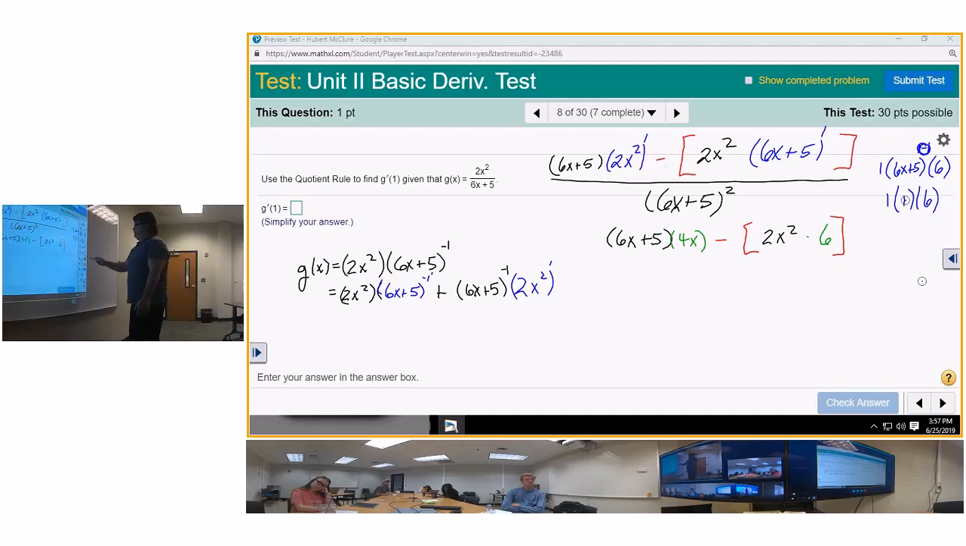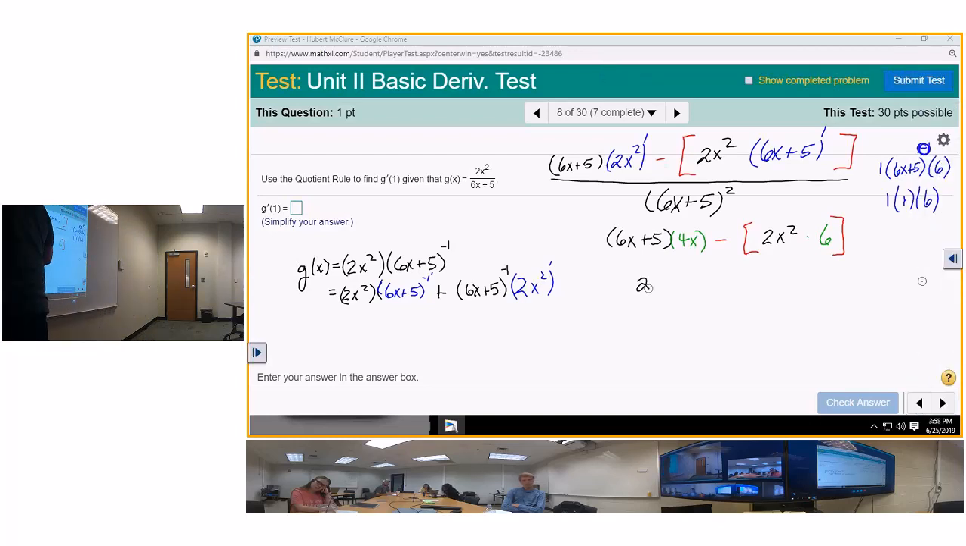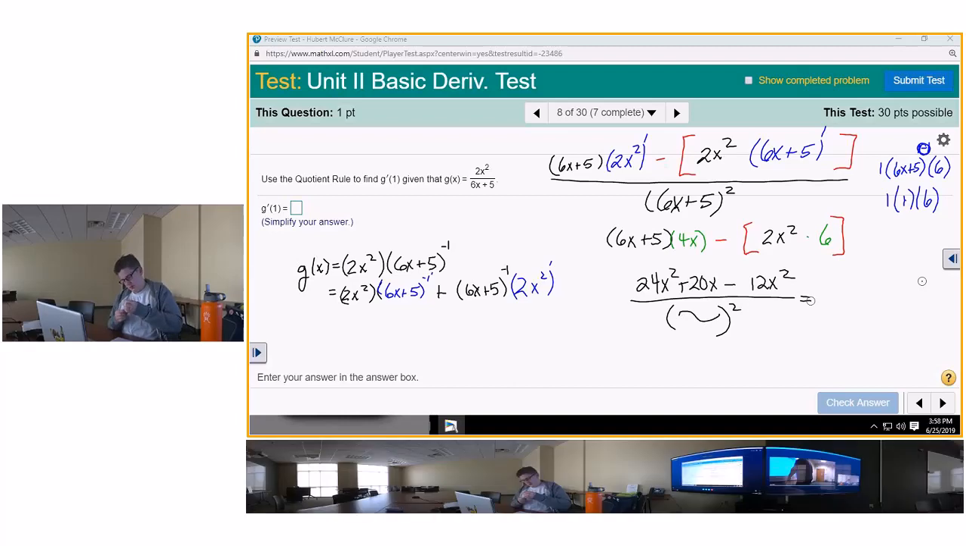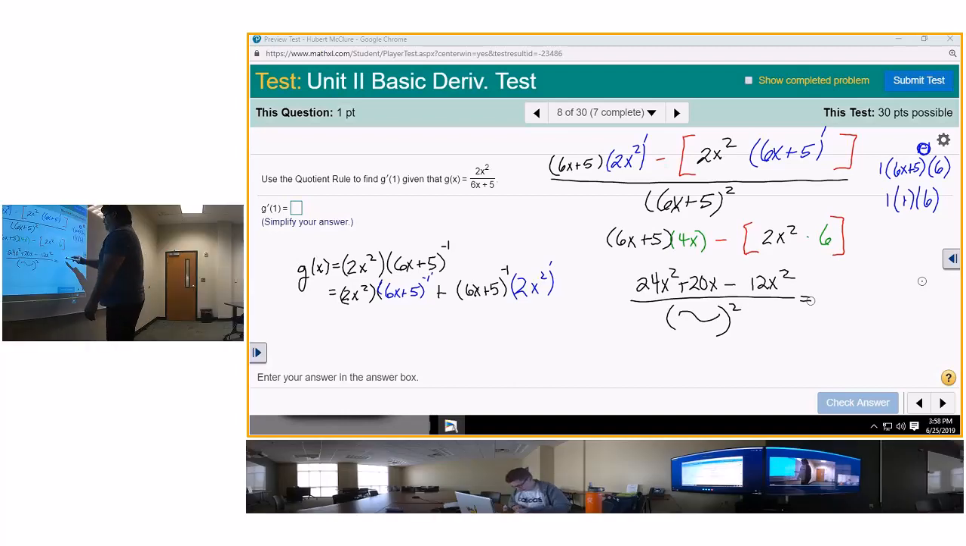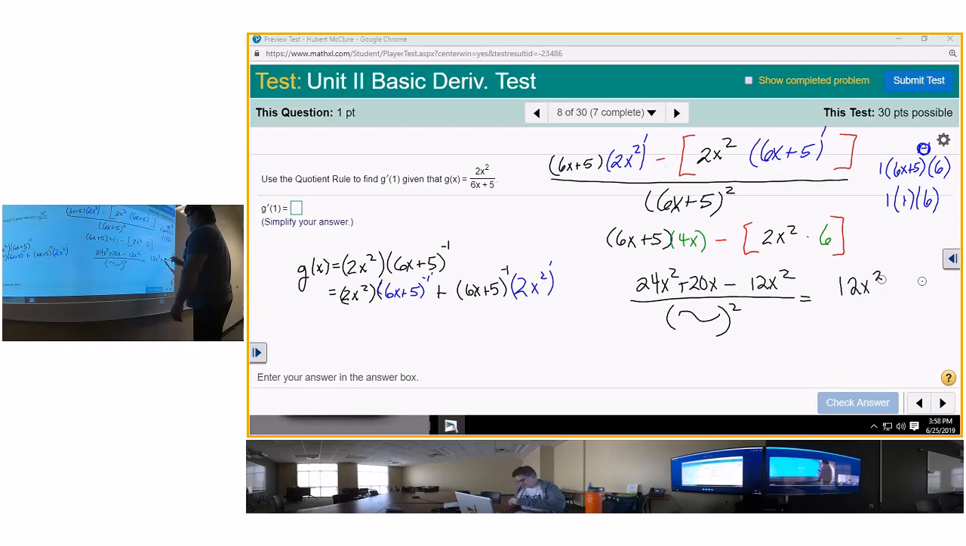All right, so that's going to be 24x squared plus 20x minus, that's going to be a 12x squared? Y'all check me. Over whatever squared. And what's 24 minus 12? 12. 12x squared plus 20x over 6x plus 5 raised to the second power.